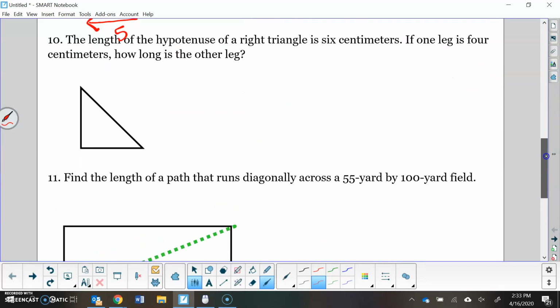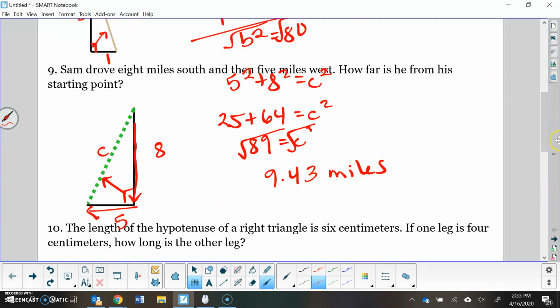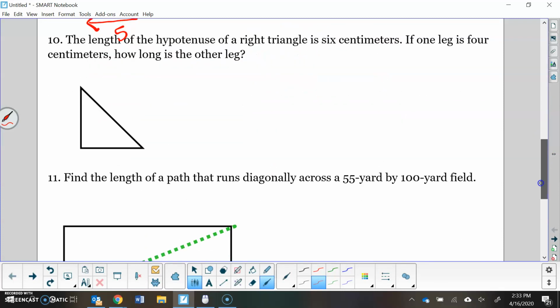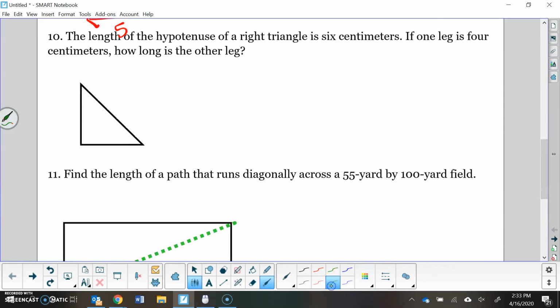Number 10, the length of a hypotenuse of a right triangle is 6 centimeters. If one leg is 4, how long is the other leg? So this time they're telling me that the hypotenuse is 6, and they tell me that one leg is 4 centimeters. So I'm just solving for another leg. 6 is the hypotenuse. So in this equation, I know that this is where the 6 is going to go in for C. And I'm going to solve for one of my legs.